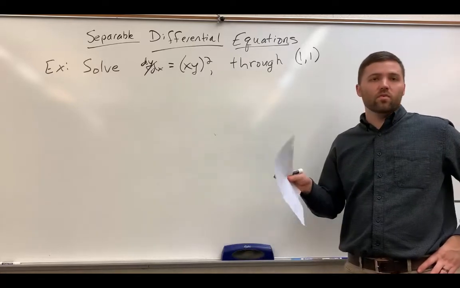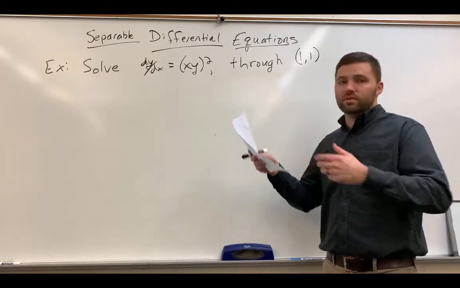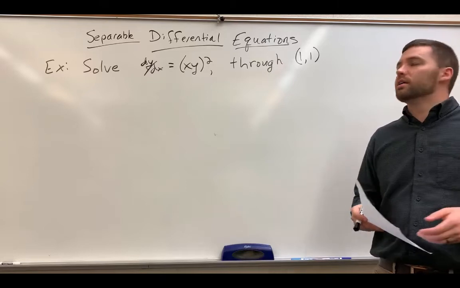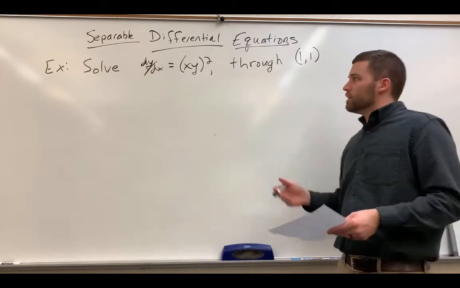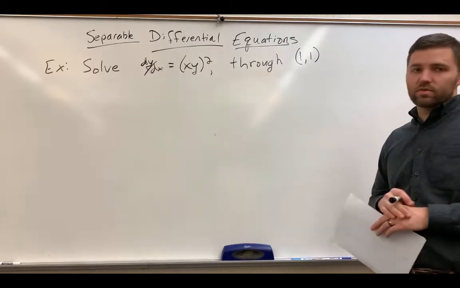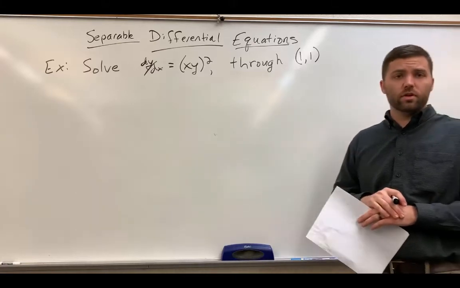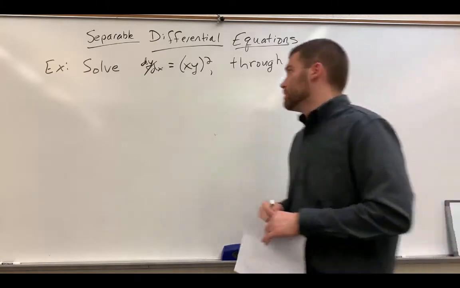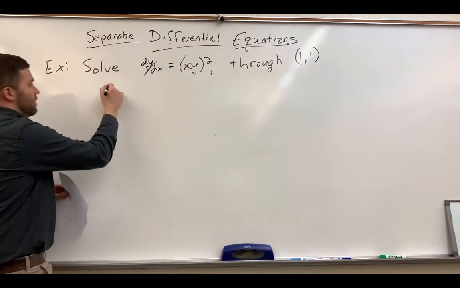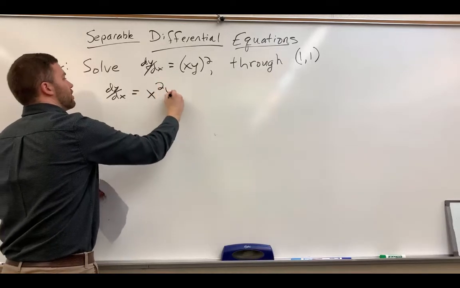Lots of times the equation whose derivative is, for instance, xy squared, was an implicitly defined equation, not an explicit function. So let's get started. In this one, we want to solve dy/dx equals xy squared, and we want the particular solution that goes through the point (1, 1). First we're going to rewrite this as dy/dx equals x squared y squared.